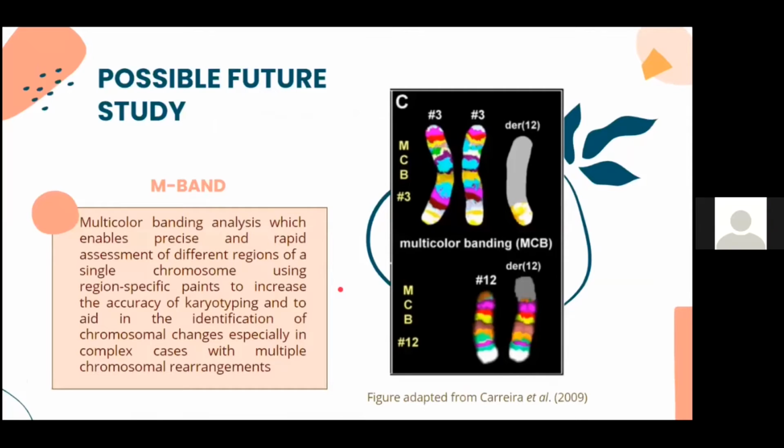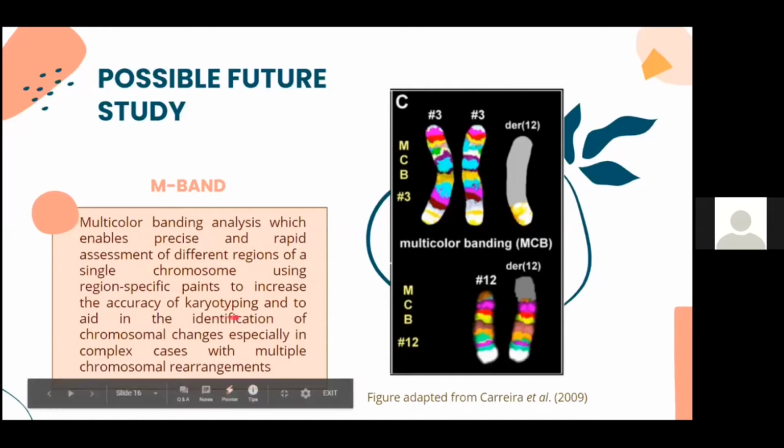For possible future study, we would like to suggest another method that the researchers can use to detect chromosomal rearrangements, such as M-band. M-band is a multicolor banding analysis which enables the precise and more rapid assessment of different regions of a single chromosome using region-specific paints to increase the accuracy of karyotyping and to aid in the identification of chromosomal changes, especially in complex cases with multiple chromosomal rearrangements.